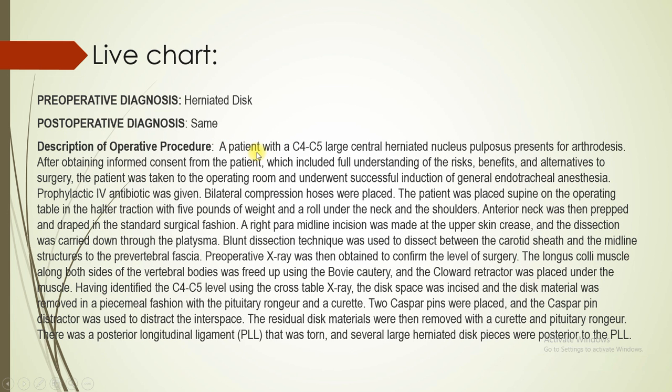Okay. So a patient with C4 to C5 large central herniated nucleus pulposus presents for arthrodesis. Okay. So here the patient has a herniated disc and is having arthrodesis. Which location, guys? Which spine? So cervical. Yeah, perfect. So cervical, C4 to C5. Okay. So the patient has a herniated disc in the cervical spine, C4 to C5. Only one interspace.